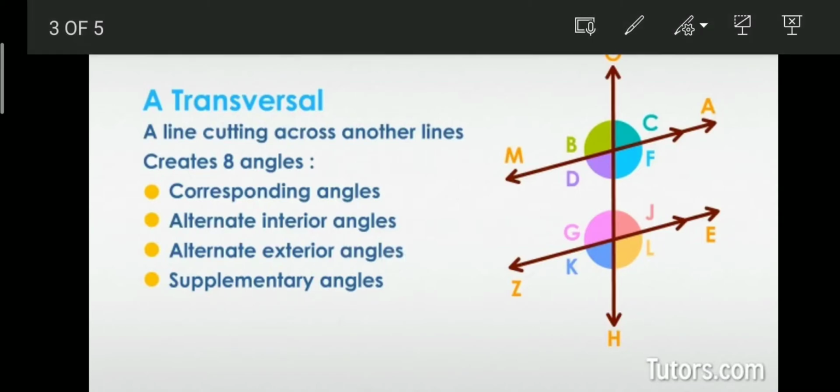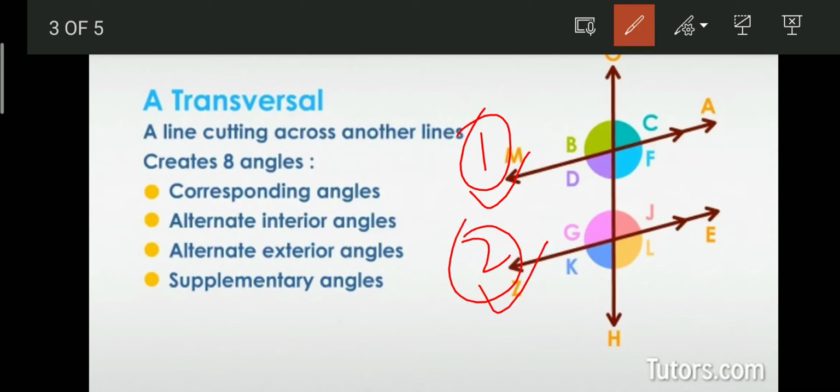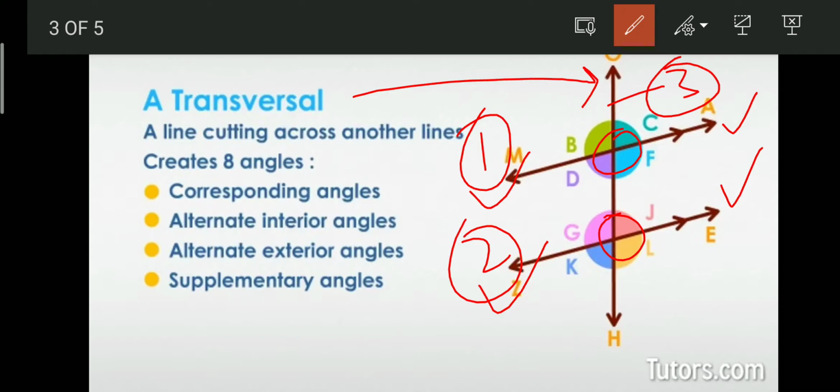Suppose we have two or more lines over here. Suppose this is line 1 and this is line 2, and there is a third line which intersects these two lines, the first line and the second line. When a line intersects two or more lines at different points, it is called a transversal line. So here we can see that OH is a transversal line of these two lines.